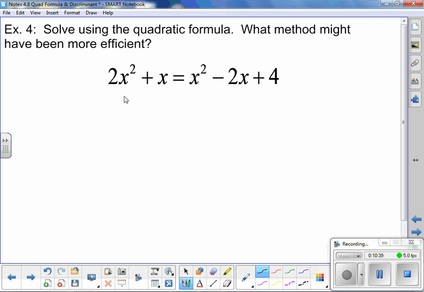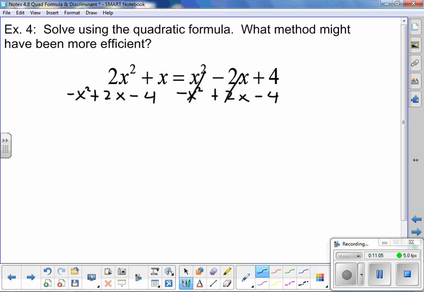Now, it doesn't matter which side you put the x's and everything on. You could actually move all these 2 terms to the right or these 3 terms to the left. It doesn't matter. You should get the same answer either way as long as you're plugging it in right. I'll go ahead and move all this stuff over. So I'm going to subtract an x squared, add a 2x, and subtract a 4. So same thing over here, minus an x squared plus a 2x and subtract a 4.